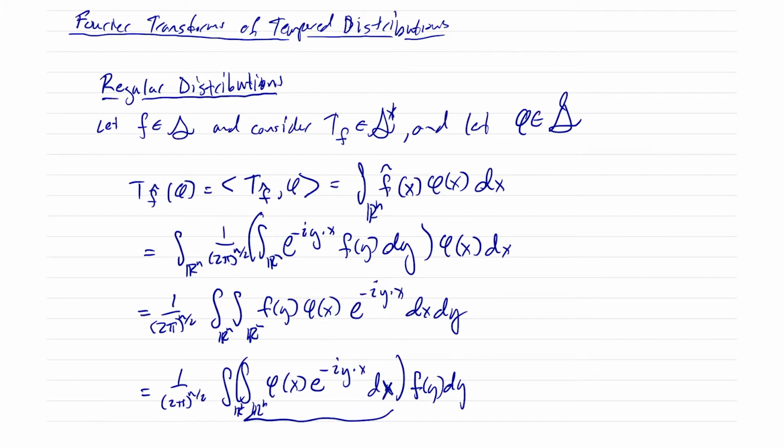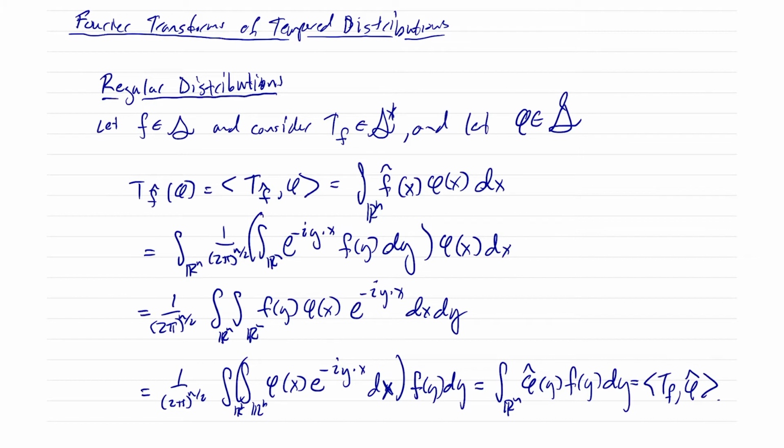Now, at this point, it should be pretty clear. This is going to be the Fourier transform of phi evaluated at y. And so I can go ahead and absorb this constant, and we have the integral over R^n of phi hat of y times f of y dy. And that is simply T_f against phi hat. So there we go. We see that if I want to define the Fourier transform of a tempered distribution that is regular, I can just write it as the original distribution acting on the Fourier transform of phi. That's really nice. And so that motivates the following definition.